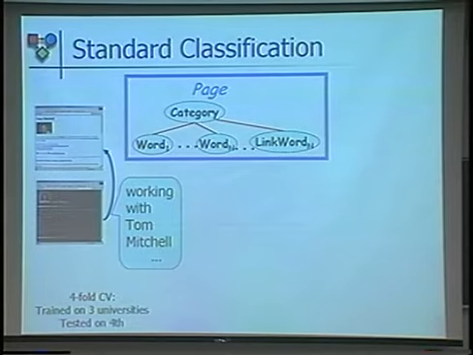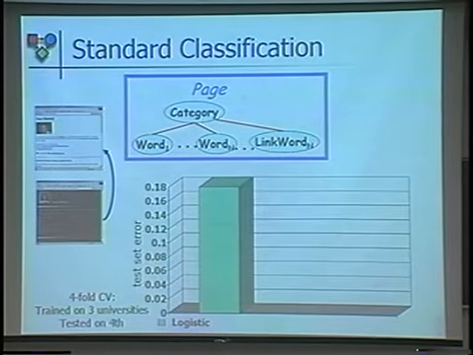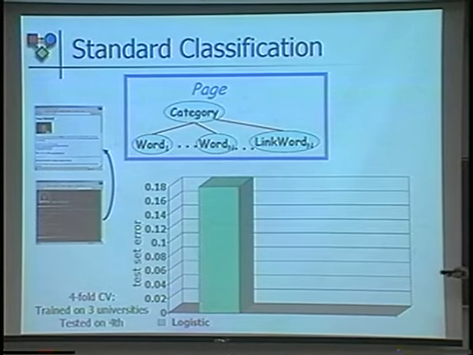If you do that and you apply your favorite classifier, you get about an 18% error rate, which is not that bad. This is error rate on test data, of course, using fourfold cross-validation. 18% is not bad, given that there are five different labels that you need to classify into.